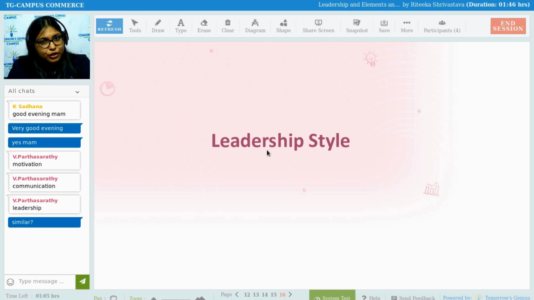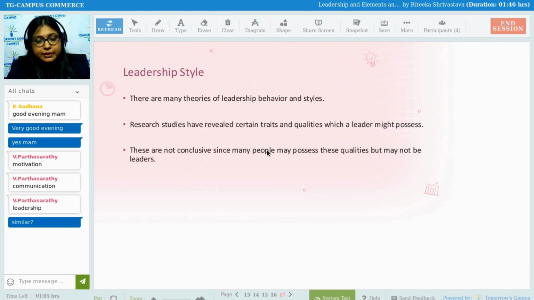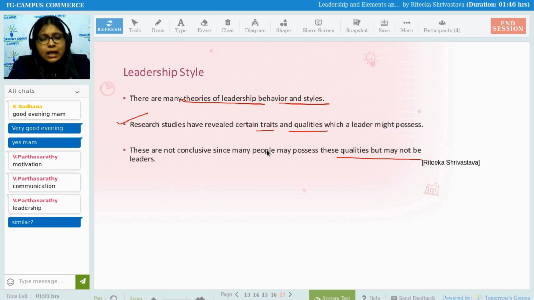Next is style of leadership. Now there are different styles of leadership. What are those styles? We will see. There are many theories of leadership, behavior and styles. Research studies have revealed certain traits and qualities which a leader might possess. Now there was one research study on the topic of leadership, and they have come up with certain characteristics or traits and qualities that every leader should possess. These are not conclusive, since many people possess these qualities but may not be leaders. Now it is possible that someone might have the qualities of a leader but might not be a leader.